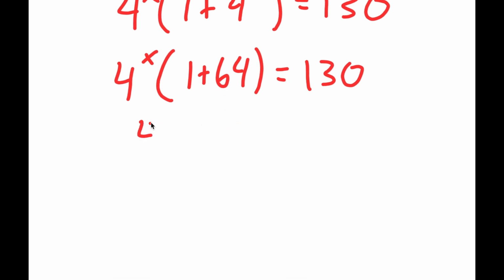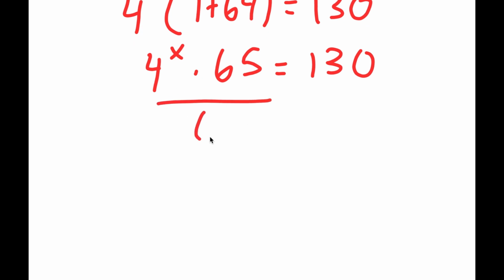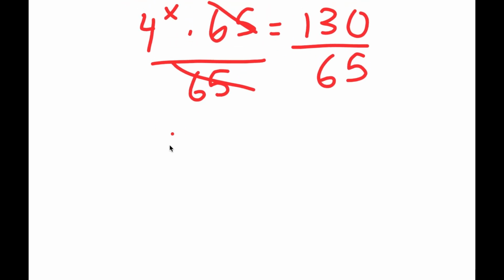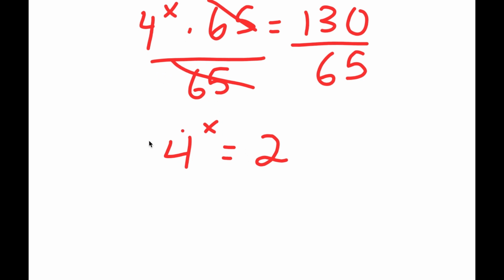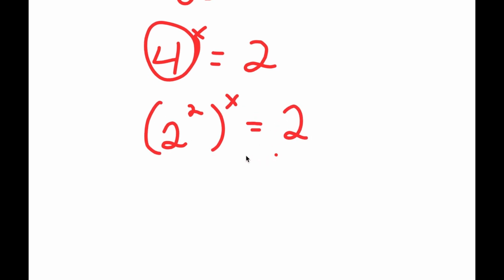And 1 plus 64 is 65. So I have 4 to the power of x times 65 is equal to 130. And now if I divide both sides by 65, I get 4 to the power of x is equal to 2. And from here, to solve this, I'm going to first rewrite 4 as 2 squared. So I have 2 squared to the power of x is equal to 2.